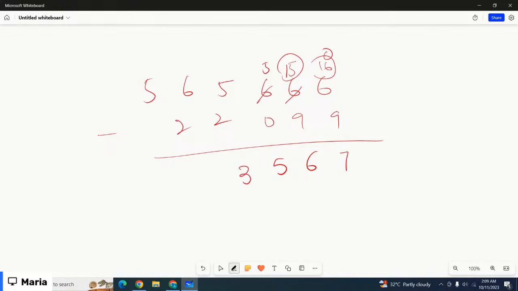Then you have 6 take away 2, and 6 take away 2 is 4. And here you have 5, right? That's how you subtract. You already know these things, right? So we'll do practice questions from the chapter later. Let's just discuss all the lessons.